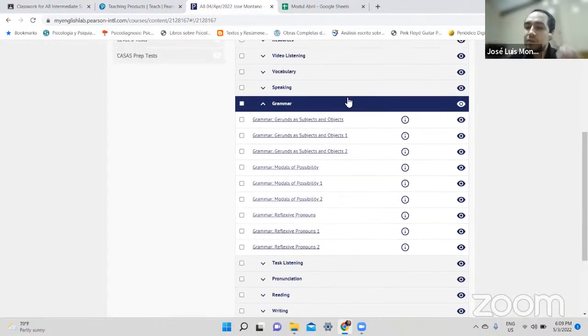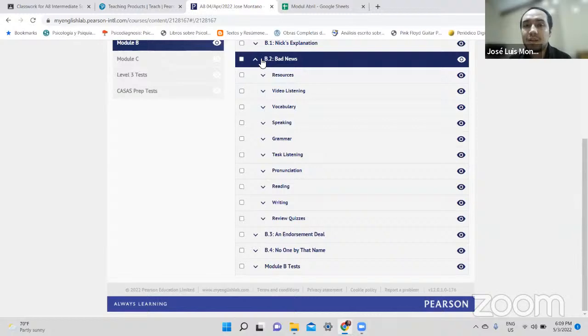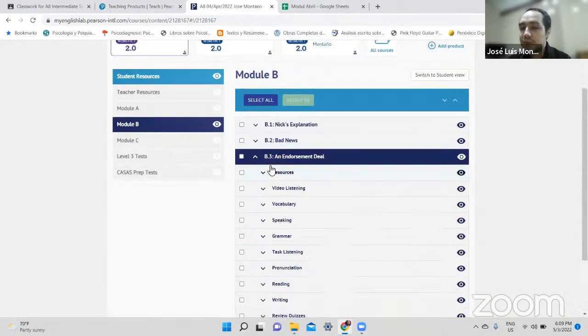No? All right, so that's unit 2. And in terms of vocabulary, you were learning about phrases with feel. All right, that's usually something that you should know. Then, let's go to unit 3.